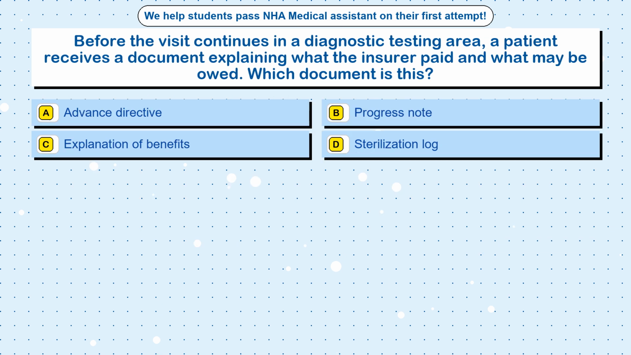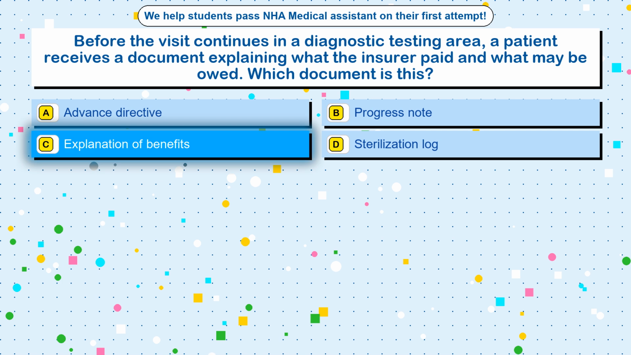Question 10. Before the visit continues in a diagnostic testing area, a patient receives a document explaining what the insurer paid and what may be owed. Which document is this? Option A. Advance Directive. Option B. Progress Note. Option C. Explanation of benefits. Option D. Sterilization log. The correct answer is option C.